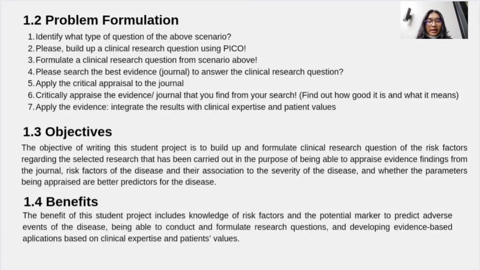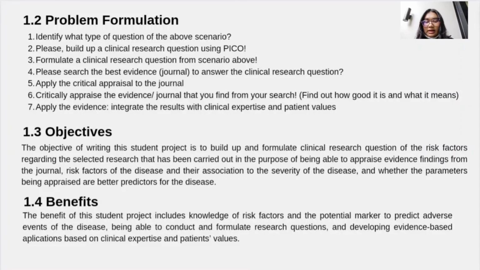The objective of writing the student project is to build up and formulate clinical research questions of the risk factors regarding the selected research that has been carried out, for the purpose of being able to appraise evidence findings from the journal, risk factors of the disease and their association to the severity of the disease, and whether the parameters being appraised are better predictor for the disease.